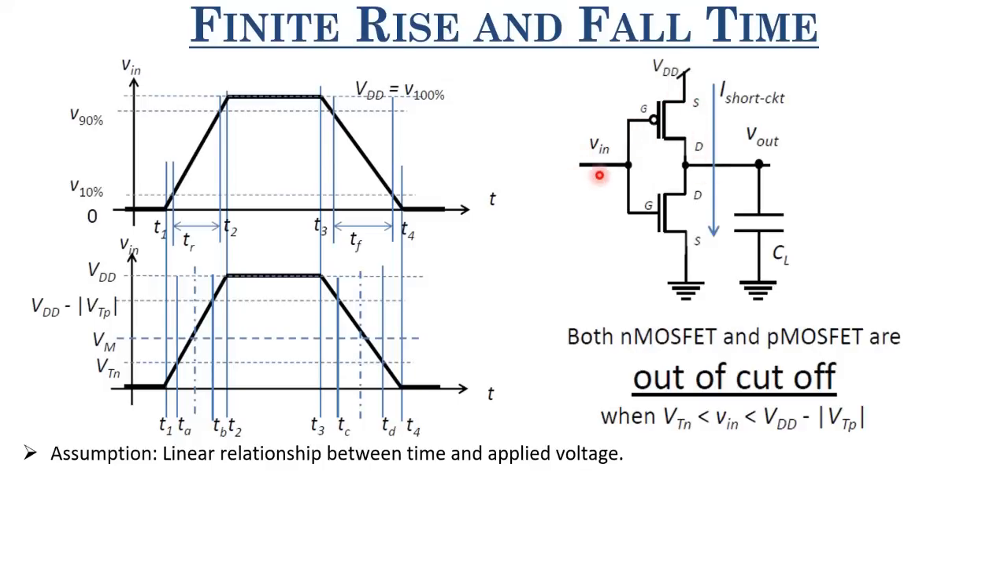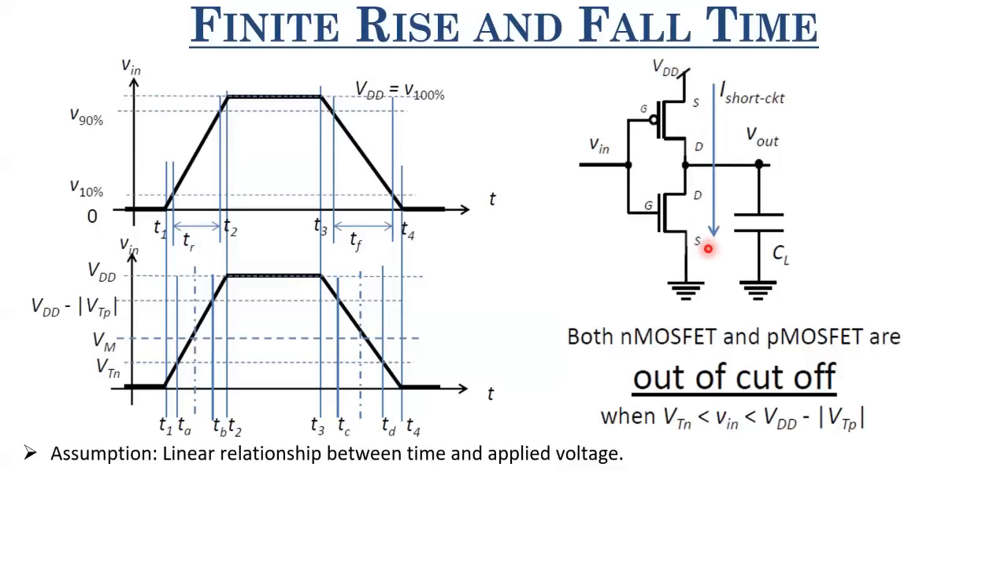When Vin is equal to VTN, this PMOS is in the linear mode, and this NMOS is just out of cutoff, and it is in saturation. So the moment Vin increases beyond this VTN, both of these transistors are out of cutoff. This is in saturation, this is in linear. Then at Vin equals VM, both of them go into the saturation regime, right? And maximum current flows between VDD and the ground, because both of them are contributing current.